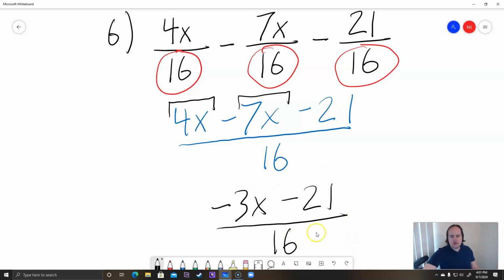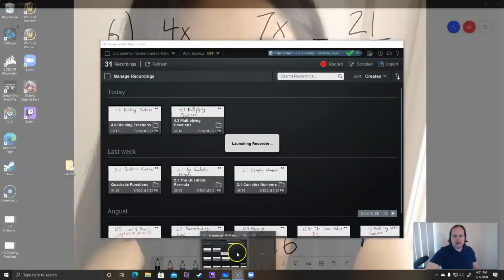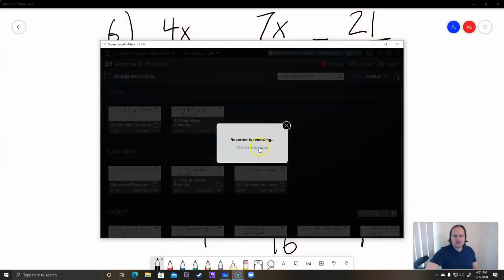And you might think you'd be able to simplify this more. The only thing you might be able to do is you could factor out a negative 3 on the top. But because we're not doing factoring yet, they don't actually want you to do that. So you don't need to factor out a negative 3 on the top. And there's nothing to simplify here. So this is actually our answer. Negative 3x minus 21 all over 16. Okay, so that is adding and subtracting like fractions.